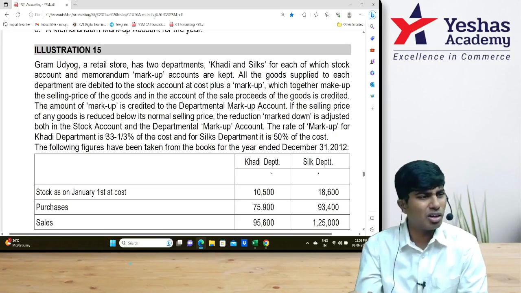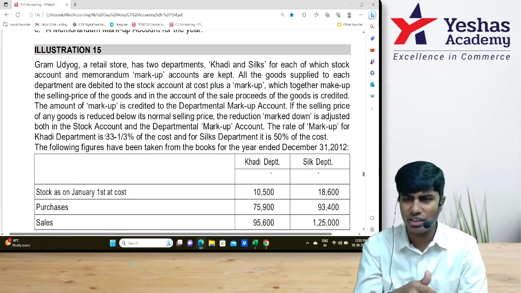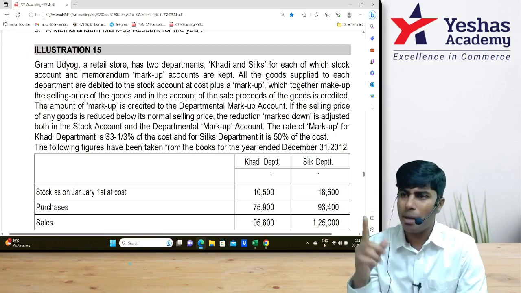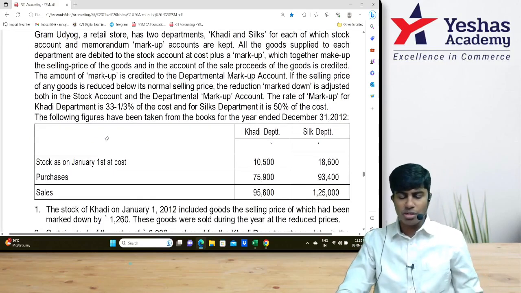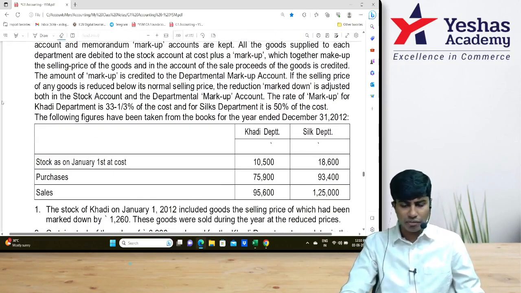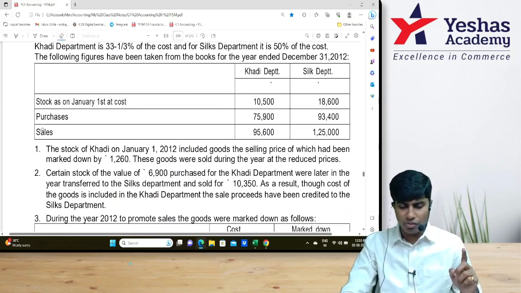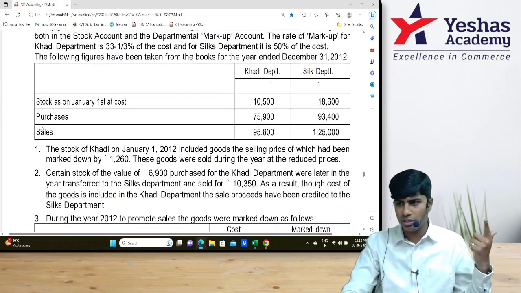They don't have to tell us on cost. If they just tell us 33 and 1/3 and then 50%, we know it, no? Markup is always on cost. We have discussed this. So the following information is available, khadi and silk both are given. First we'll finish one department and then go to the other, or should we do both simultaneously?